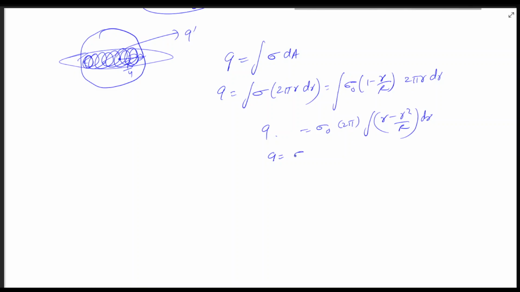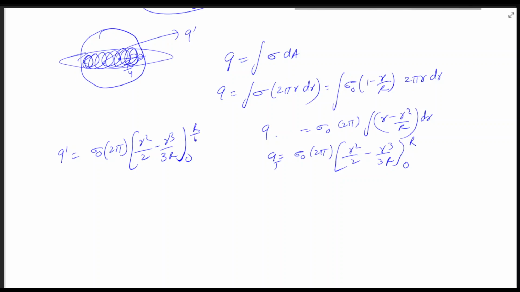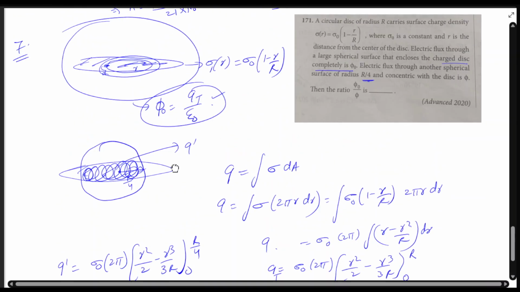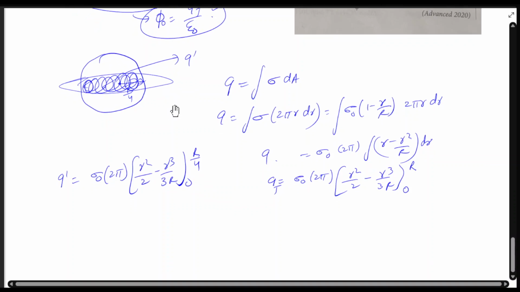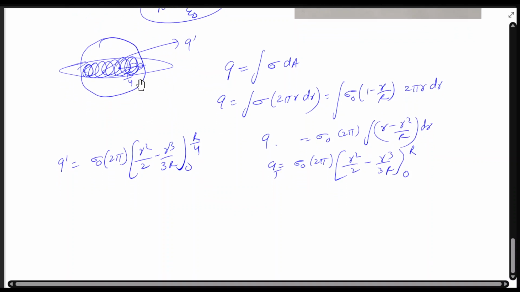as rho naught into 2 pi, r square by 2 minus r cube by 3R, and the limits we'll put from 0 to anything. So in the first case we'll put just R, right? So it will be Q total. In the second case, Q dash, we'll just put r square by 2 minus r cube by 3R, and we'll put 0 to R by 4, right? Okay, let's just get the answer.